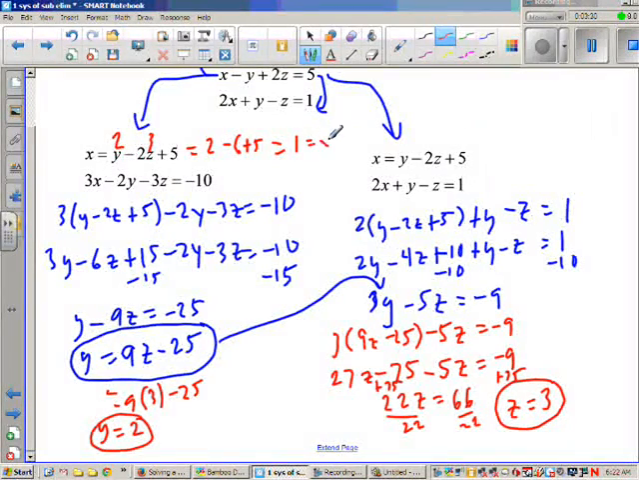My x, y, and z then, my solution is 1, comma 2, comma 3. All right.